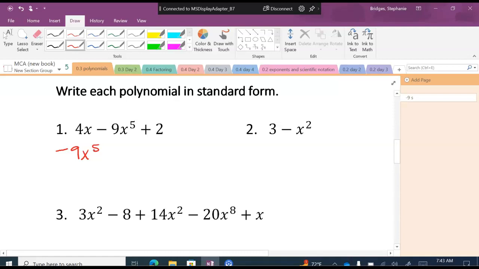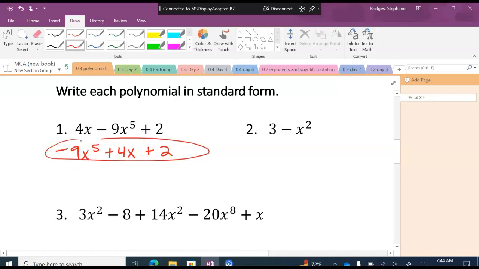Do I have a fourth power? No. Do I have a third power? Do I have a second power? Do I have a first power? Yes, that's that 4x. What kind of 4x? Is it positive or negative? Positive, so we're going to put plus 4x. And then the last term is the 2. That's my constant term with no variable. So that's my standard form.